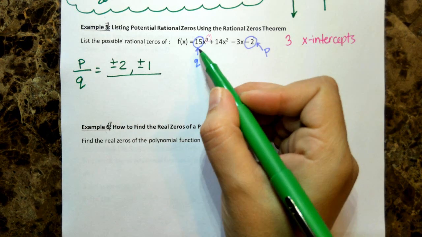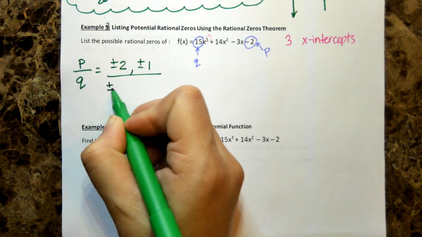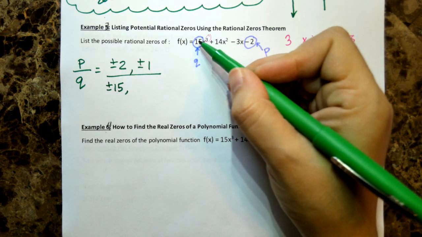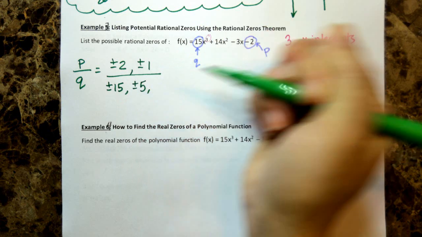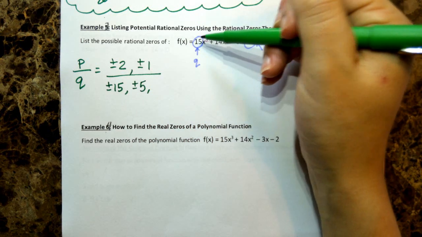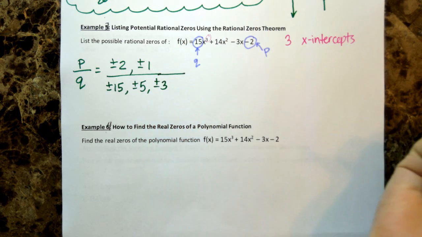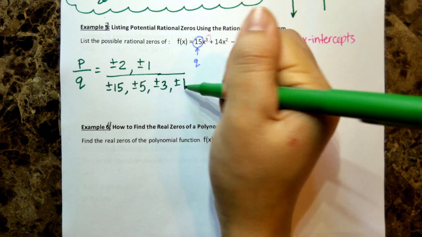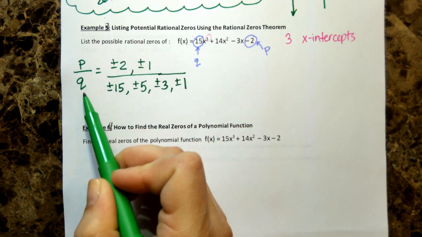Now let's look at 15 and think of all the things that go into 15. Well, positive or negative 15 goes into 15. 5 also goes into 15, so positive or negative 5. 3 also goes into 15, so positive or negative 3. And lastly, 1 goes into 15. 1 goes into everything, so positive or negative 1. So I've listed all the factors of p, and listed all the factors of q.